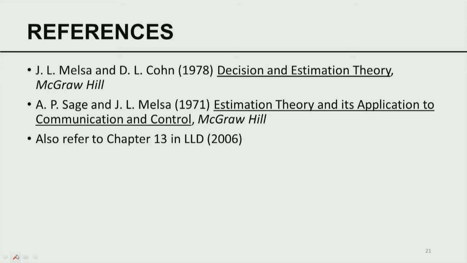Melsa and Cohen, 1978, Decision and Estimation Theory, is a small book published by McGraw-Hill. It's an excellent book, largely tailored to an engineering audience, especially electrical engineering audience, within the context of communication theory, estimation, and so on. The book by Sage and Melsa is another wonderful book, Estimation Theory with Applications to Communication and Control. Again, it is tailored to electrical engineers and communication engineers. Coming from an engineering background, I particularly like these two. Of course, the book by C.R. Rao is the ultimate Bible when it comes to statistical principles and techniques. With this, we conclude our discussion of the properties of estimates. Thank you.